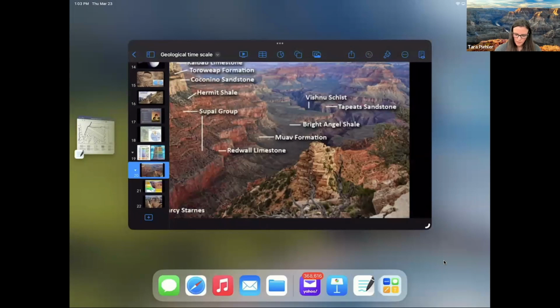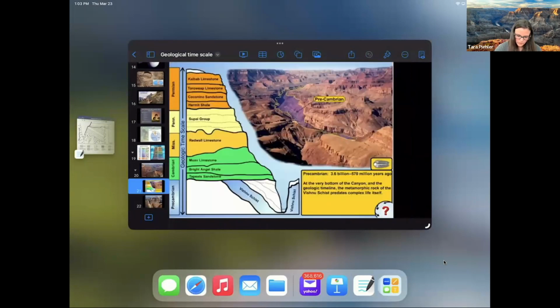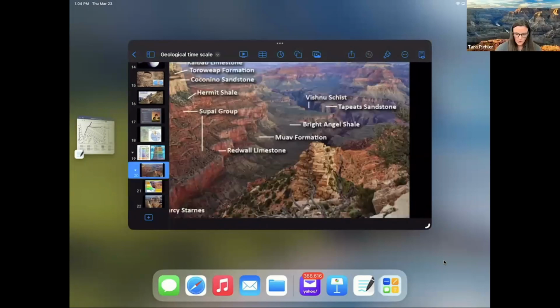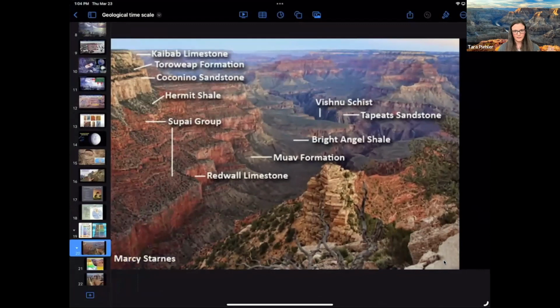Vishnu. Oh, so I spelled it correctly. Example, let's see, where are my Vishnus? All right, so here you can kind of see what we're going to be drawing. Do you see the Vishnu schist over here at the very bottom? That's in our Precambrian period. So when we're labeling this, I want you to really see how big these sections are, all right?